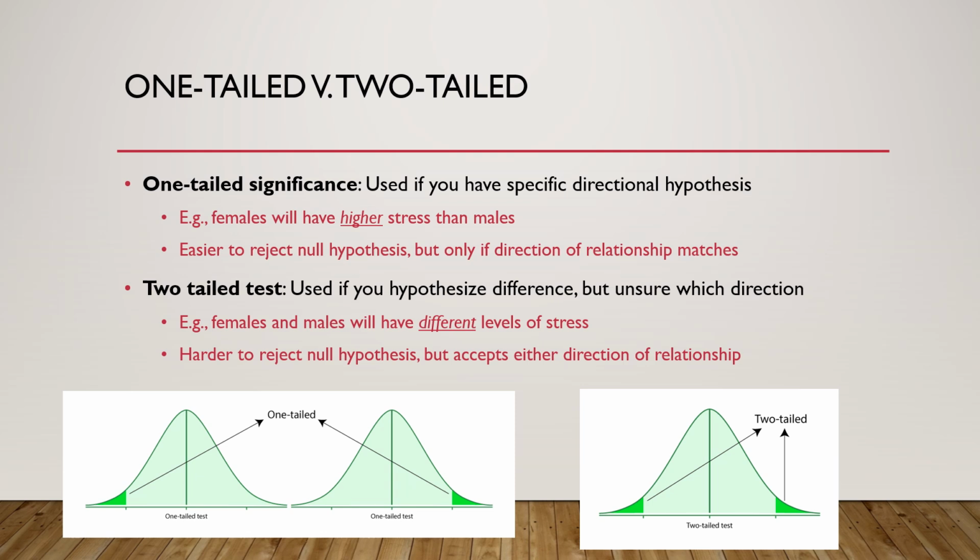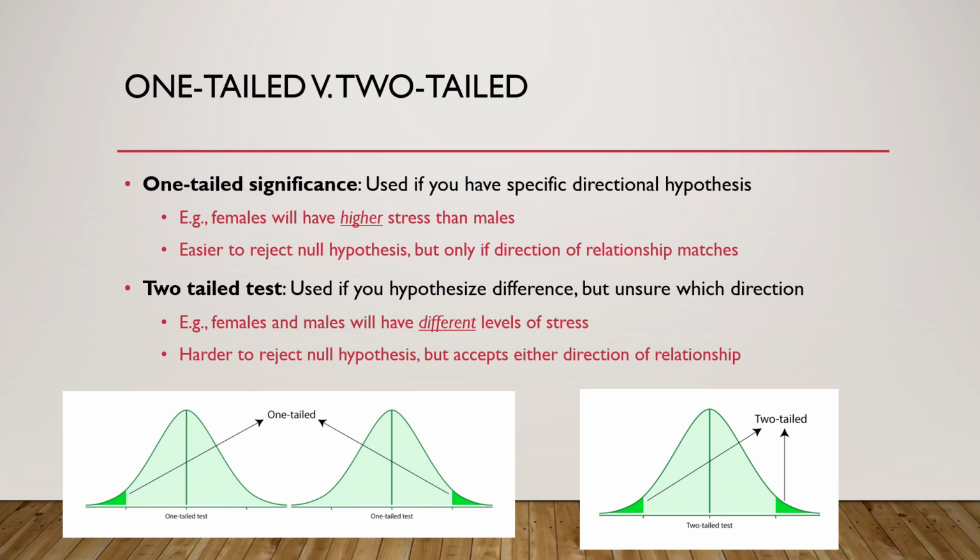So in our case, it might be we have a hypothesis that females will have higher stress than males. Or I could say females will have lower stress than males. I have to have chosen before I run the statistical test. So if you are writing up your paper and you have a very clear idea that you think one group is going to have a higher score on your dependent variable than the other, you can go ahead and use the one-tailed significance. And the perk to a one-tailed significance is that it's in fact easier to reject the null hypothesis, but that's only if the direction actually happens in the way you think.